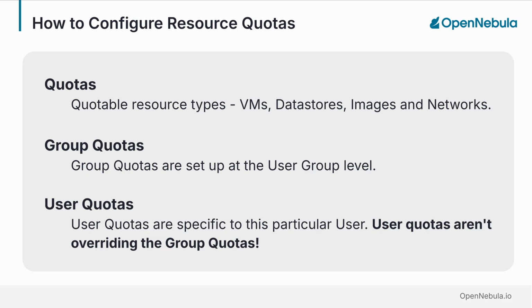That means if your user quota for the virtual machine resource is set to 2 and the group quota is set to 5, the user quota is going to be applied. Note that user quota is not going to override the group quota. So if your group quota is set to 5 and your user quota is set to 10, the group quota is going to be applied.